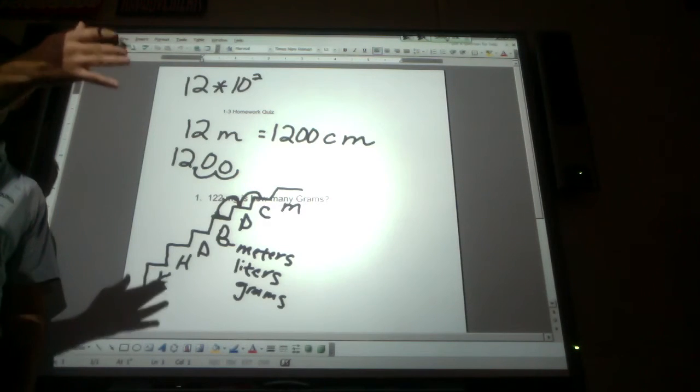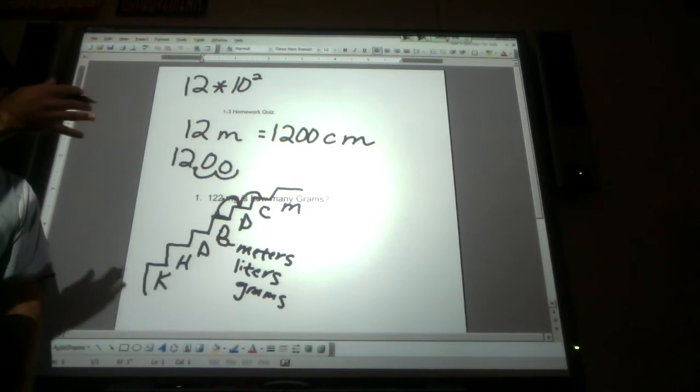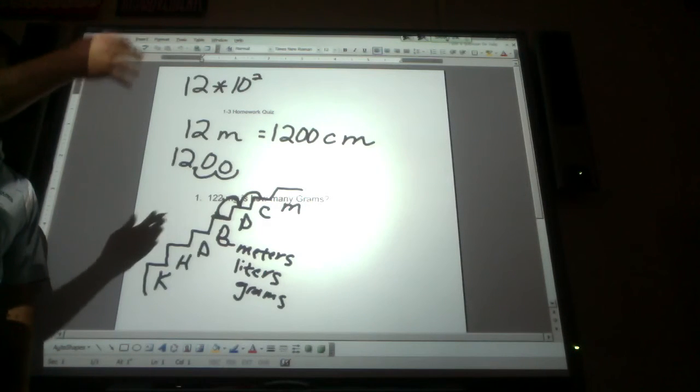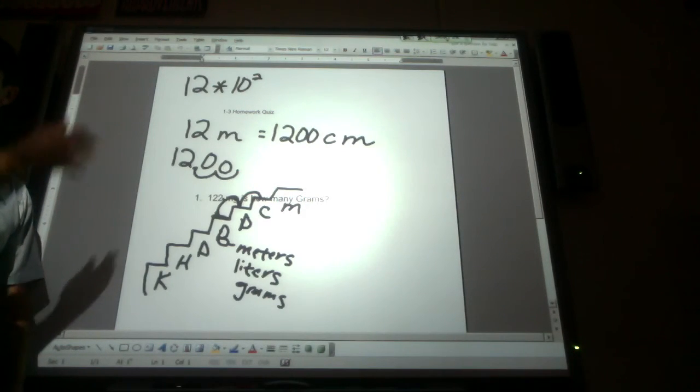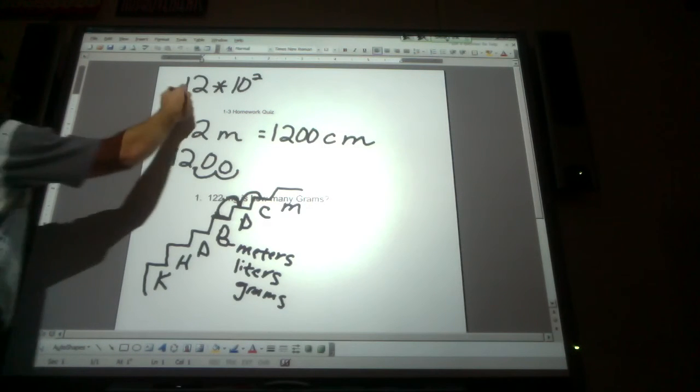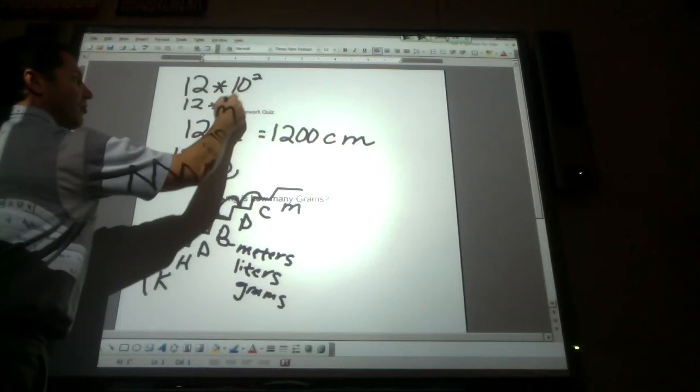If we're going to the right, it's multiplication. If we're going to the left, it's division. If we move to the right, we're getting bigger. If we move to the left, we're getting smaller. We okay with that? So then when we do this, it just essentially becomes 12 times 100.